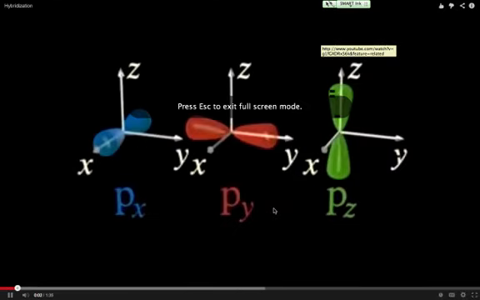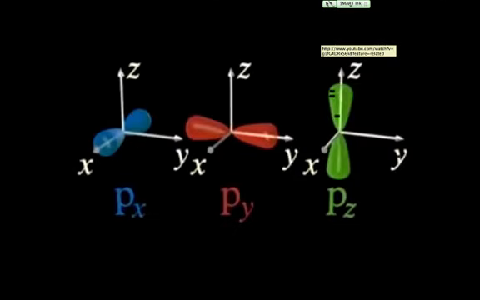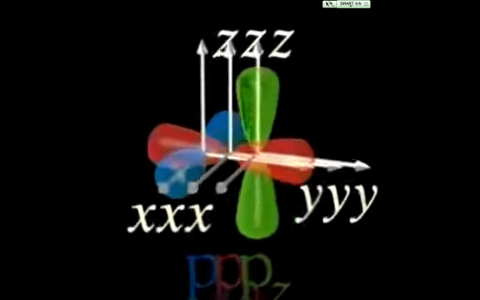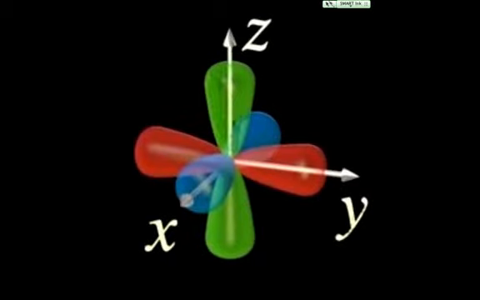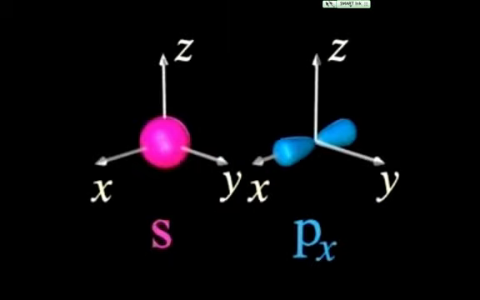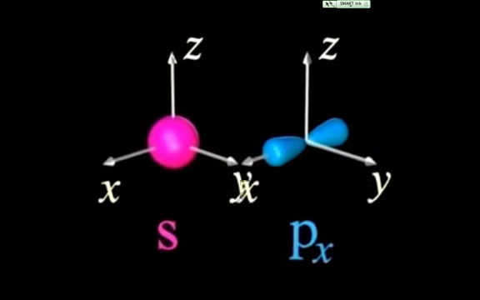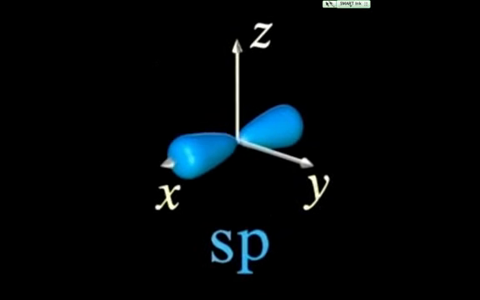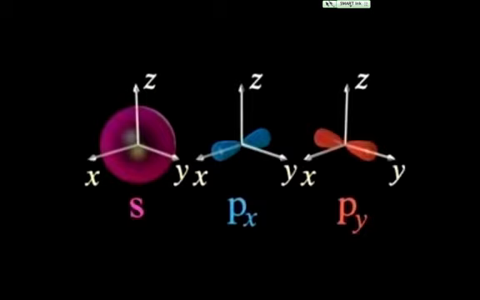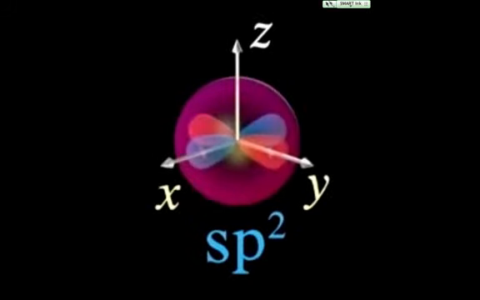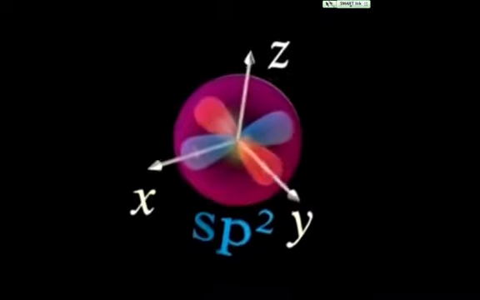Hybrid orbitals are formed by a mixing of the hydrogen-like s, p, and d orbitals that characterize a free atom. The three p orbitals are directed along the x, y, and z axes. When we mix an s and a px orbital, we produce two hybrid orbitals called sp, pointed in opposite directions along the x-axis. Mixing of an s with the px and py orbitals produces three equivalent hybrid orbitals in the xy plane. We call these sp2 hybrid orbitals.